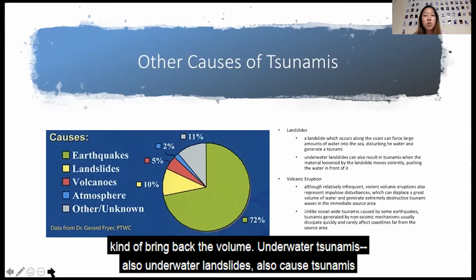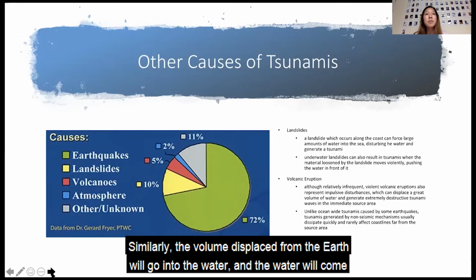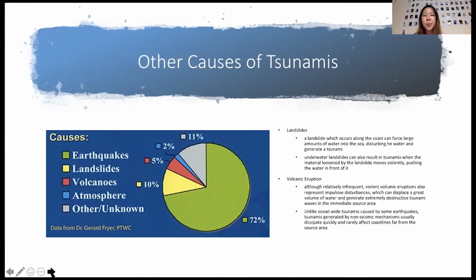Underwater landslides also cause tsunamis when the material loosened by the landslide moves violently, pushing the water in front of it. Similarly, the volume displaced from the earth will go into the water, and then the water will come back out towards you in the form of a tsunami. Typically, this has to be a pretty big landslide, though.